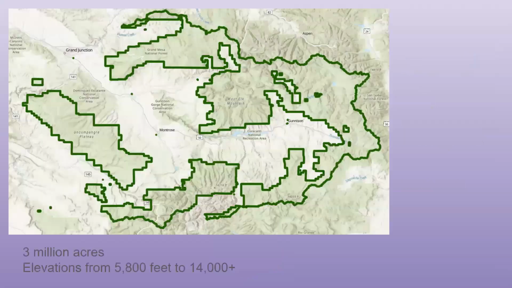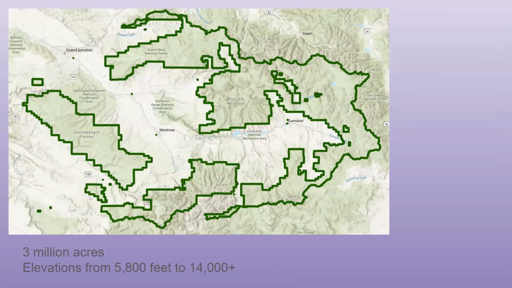So just to set the stage, we call it the GMUG because our real name is much too long. This is the GMUG. It's 3 million acres. Grand Junction is up there in the upper corner. And we cover pretty much all the higher elevations surrounding here down to the northern San Juans and east to the Gunnison Basin. We range in elevation from 5,800 feet up to above 14,000. So we don't have any plains, but we have all the other ecosystems that Maggie was showing us earlier.